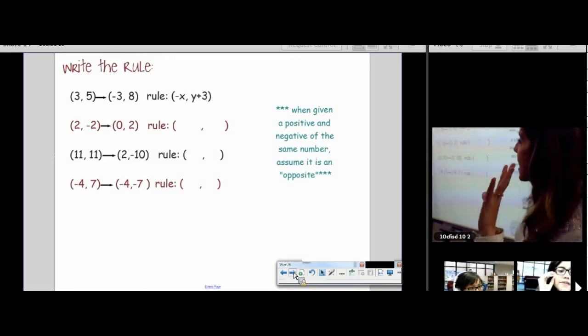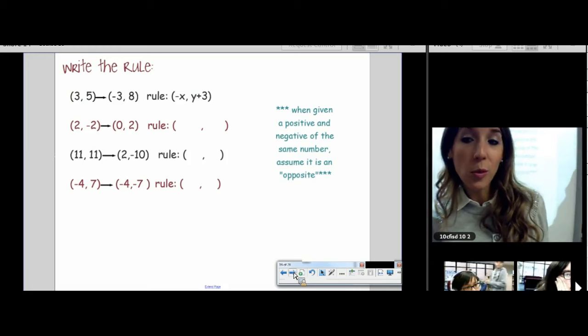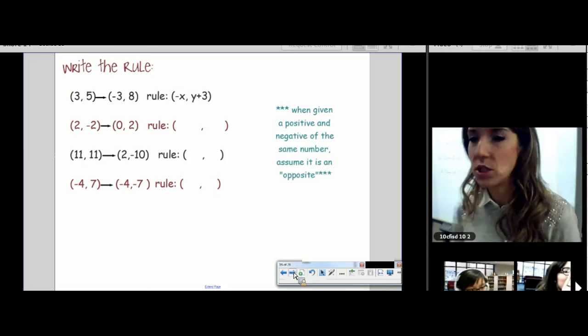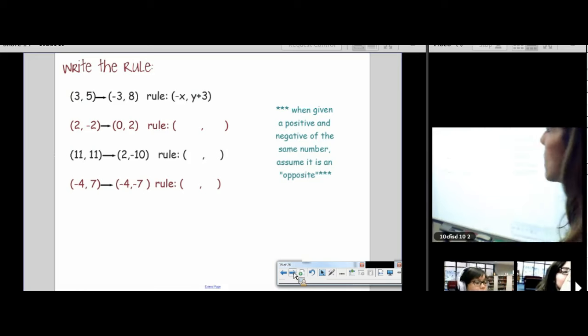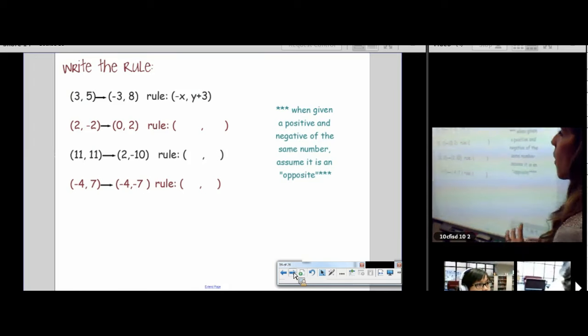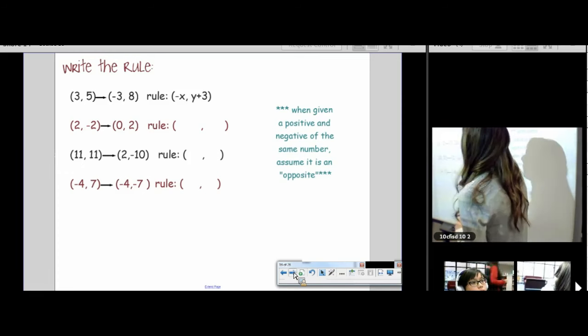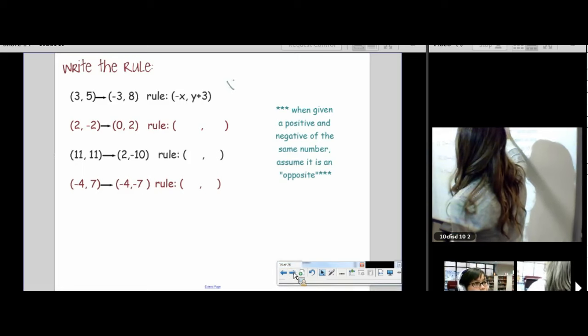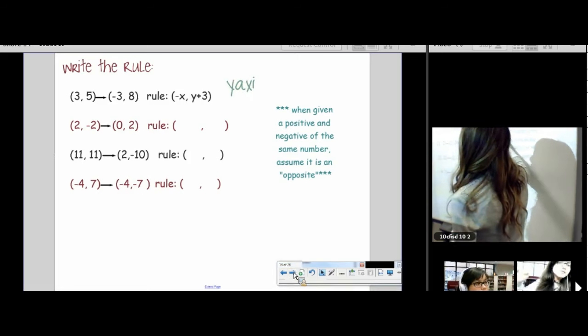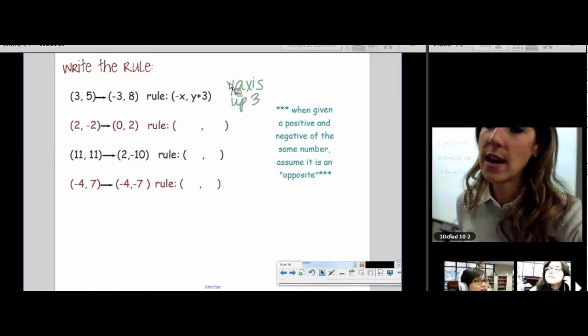This one, I have a pre-image and I have an image, and I just want you to write the rule. What happened from the pre-image to the image? So I did the first one for you. The 3 became negative, so negative X, and then Y plus 3. So that would be a reflection over the Y axis, and then we'd be going up 3. Okay, let's try the next one.